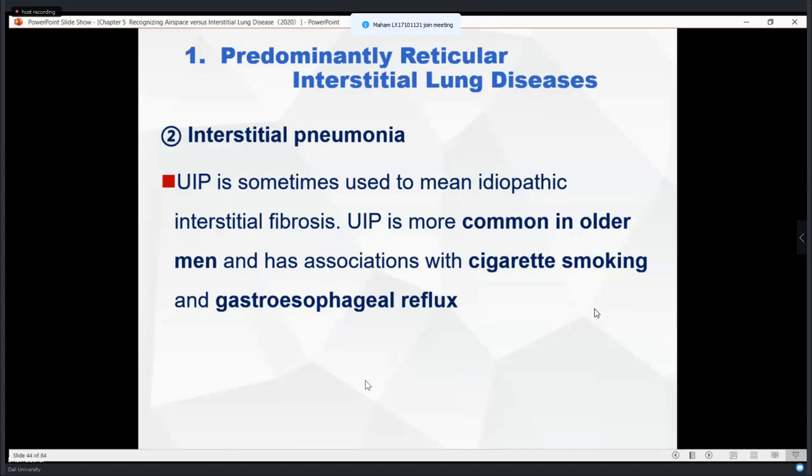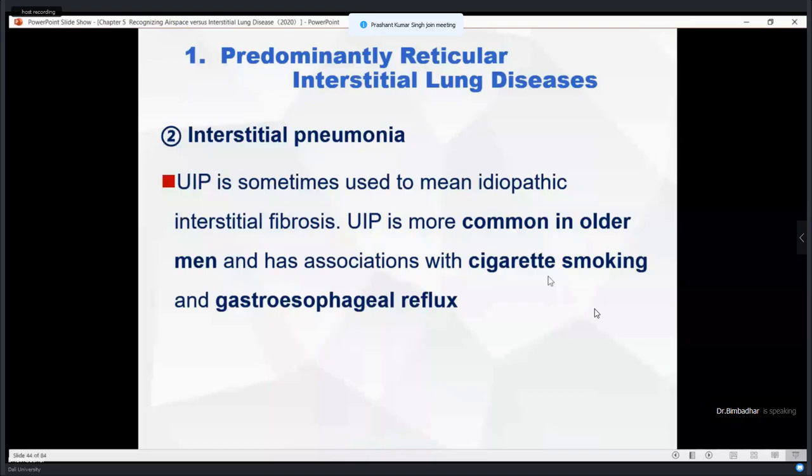Okay. So interstitial pneumonia, we are talking about usual interstitial pneumonia, is sometimes also known as idiopathic interstitial fibrosis. The name itself suggests that there is no particular etiological factor that you can find out, and it happens in the interstitium, and it causes a progressive reaction called fibrosis. So it is called idiopathic interstitial fibrosis. It is common in older men and has an association with cigarette smoking and also gastroesophageal reflux disease.